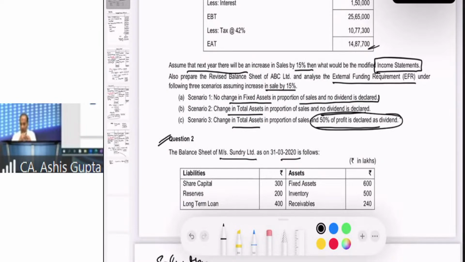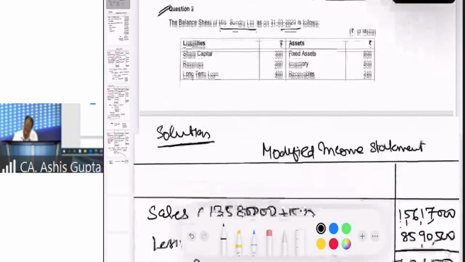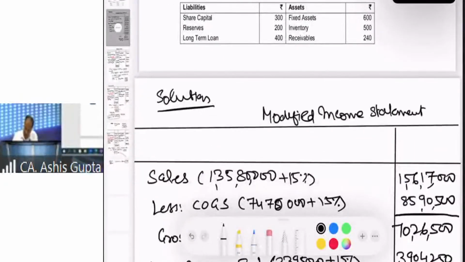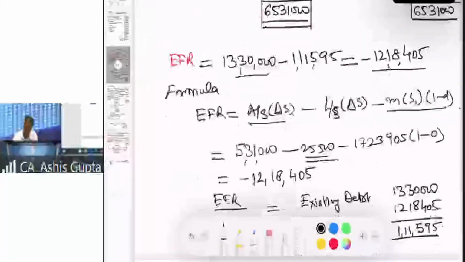Normally in this type of question, we use the simple analytical approach. Of course formula can be there, but we cannot directly use the formula we used in the previous question. Here we shall use the formula by assuming X. Let us see this question, then the concept will be more clear to you. Now the balance sheet of MS Sundry Limited is as follows. This is the assignment, the same question.